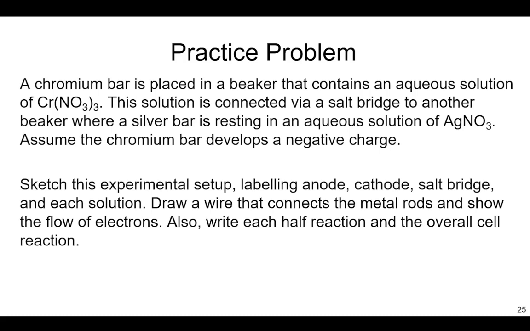So a chromium bar is placed in a beaker that contains an aqueous solution of chromium, and then we have a silver bar in an aqueous solution of silver nitrate. The chromium bar develops a negative charge, so that's going to be like our zinc here. Oxidation is going to be happening there on the chromium, because that's where the electrons are building up. The electrons are being generated because chromium is going into solution, leaving behind its negative charge. Chromium is getting oxidized.